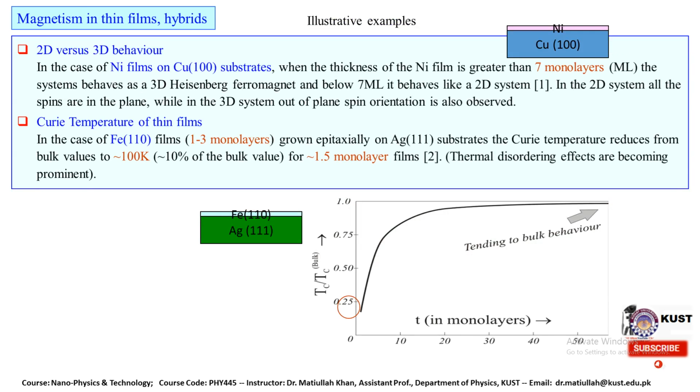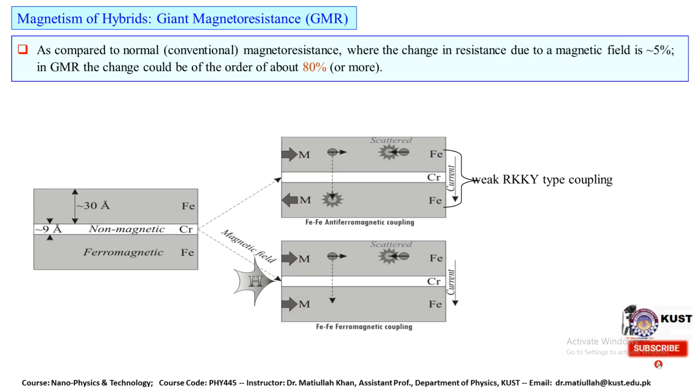Now, some of the magnetism in thin films or hybrids, and its variation with temperature for 2D versus 3D behavior. In this system, nickel films are considered on a copper (110) substrate. We can draw the curve like this, and we can calculate the Curie temperature for the thin films, which is the transition temperature for that particular system.